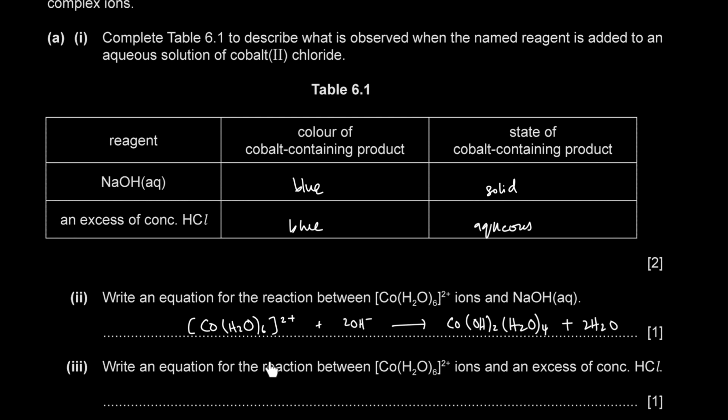Write an equation for the reaction between the hexaaqua ions and an excess of concentrated HCl. Here we have a ligand exchange reaction. So cobalt 2 hexaaqua, Co(H2O)6 2+, reacts with chloride ions to form a tetrahedral complex of cobalt tetrachloride, CoCl4 2-, and we get 6H2O.